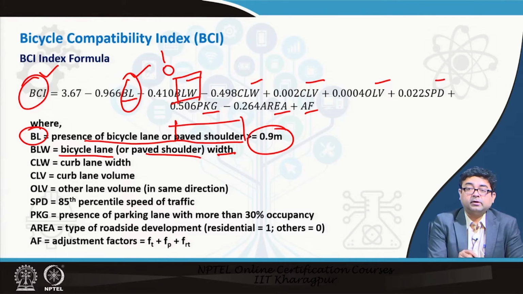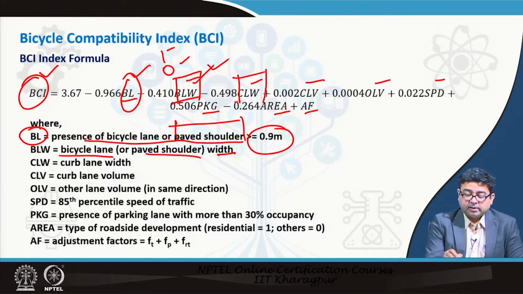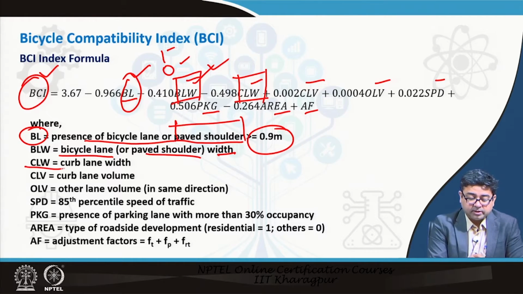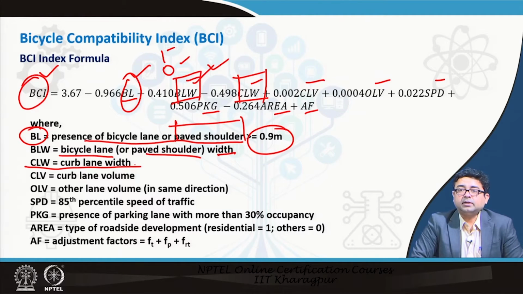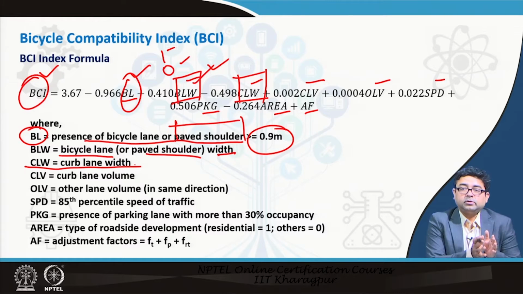So, it is a yes no kind of variable, a dichotomous variable, whereas BLW is actually the width of the paved shoulder or the bicycle lane. So, only if BL is 1, BLW can have some value. If BL is 0, BLW cannot have any value. The next variable is called CLW. CLW is the curb lane width. So, what is the curb lane? It is the vehicular traffic lane that is closest to the curb, because the cyclist will usually ride very close to the curb.